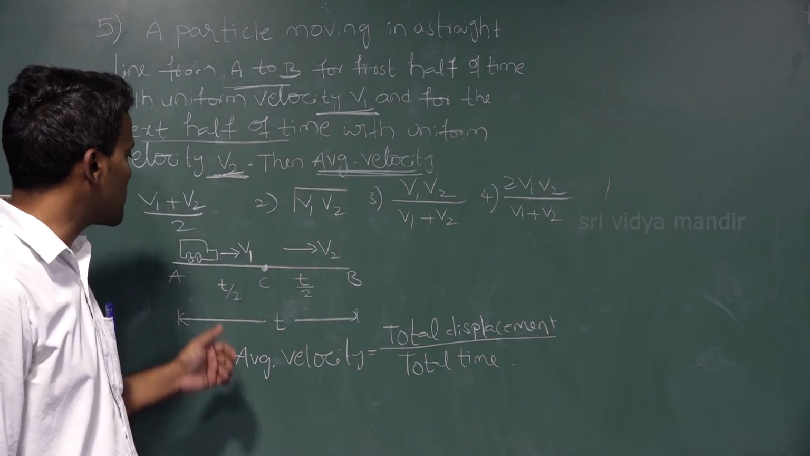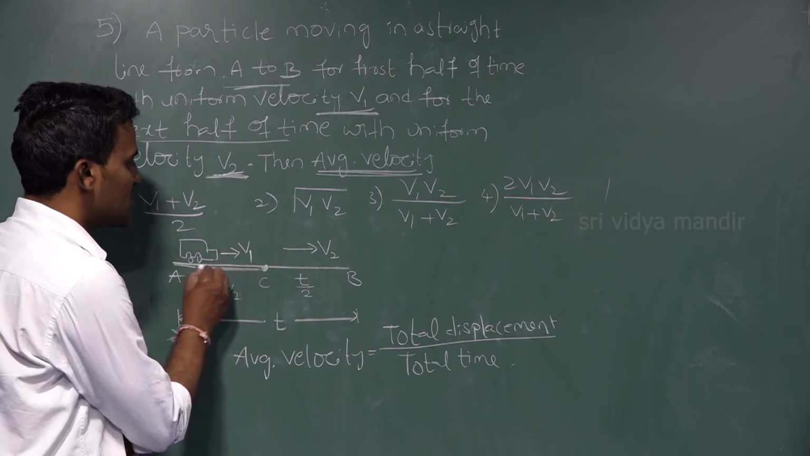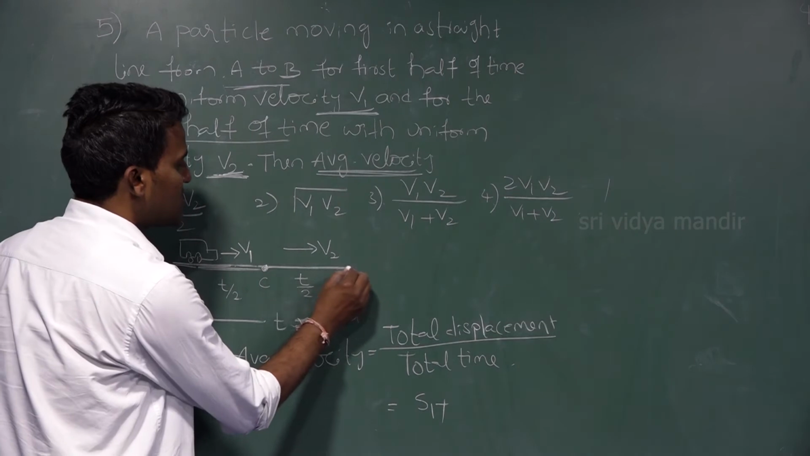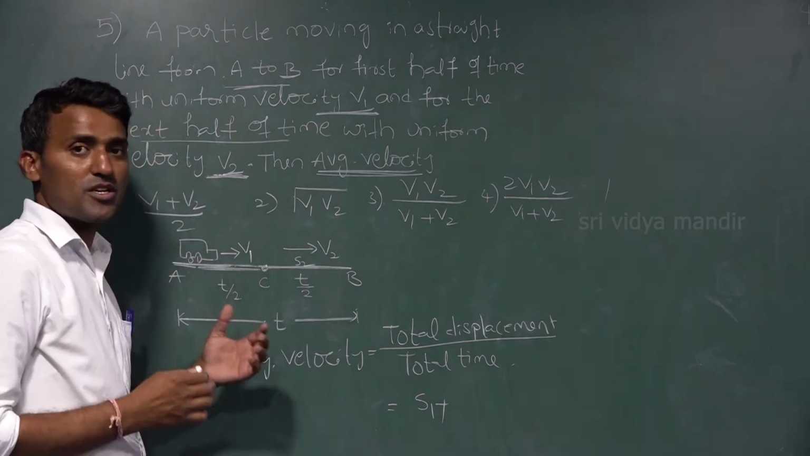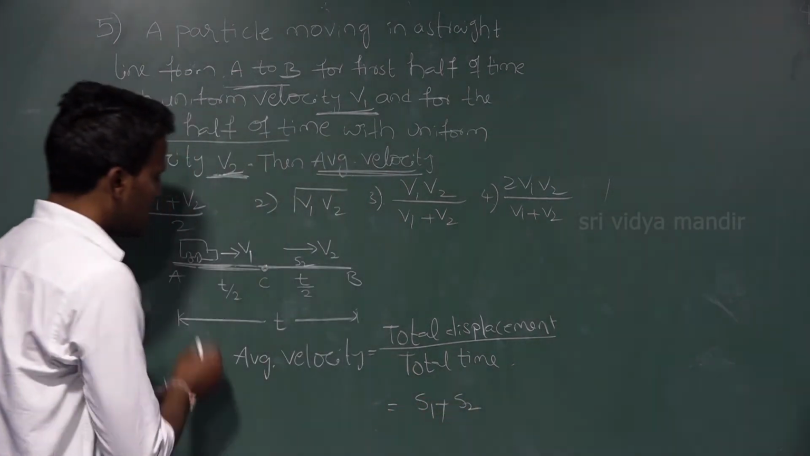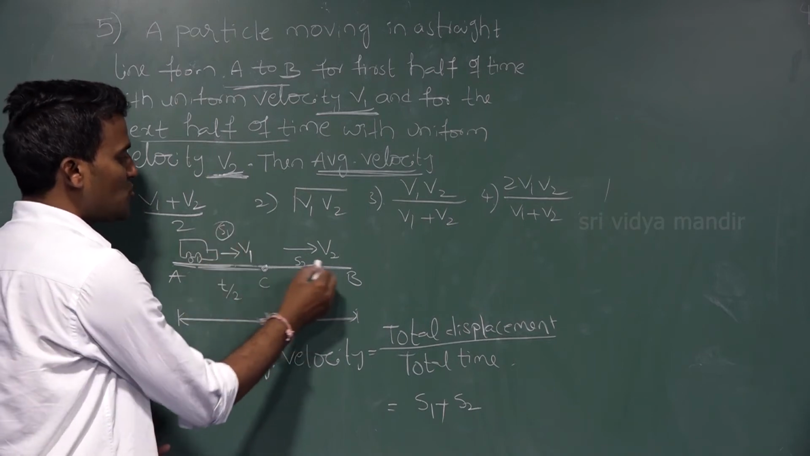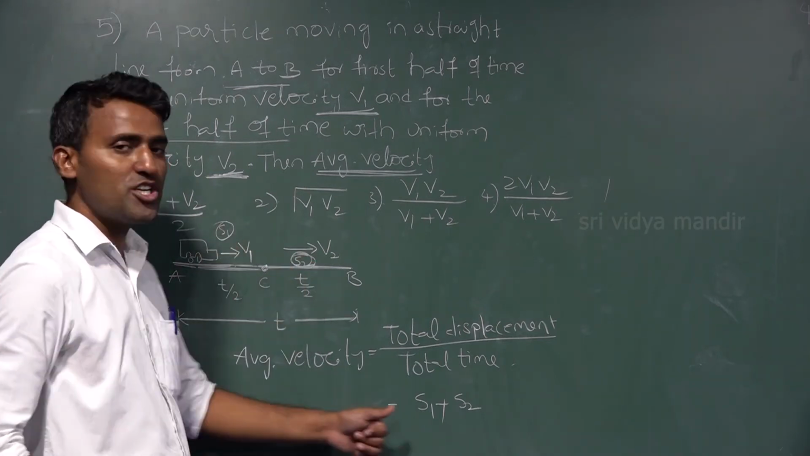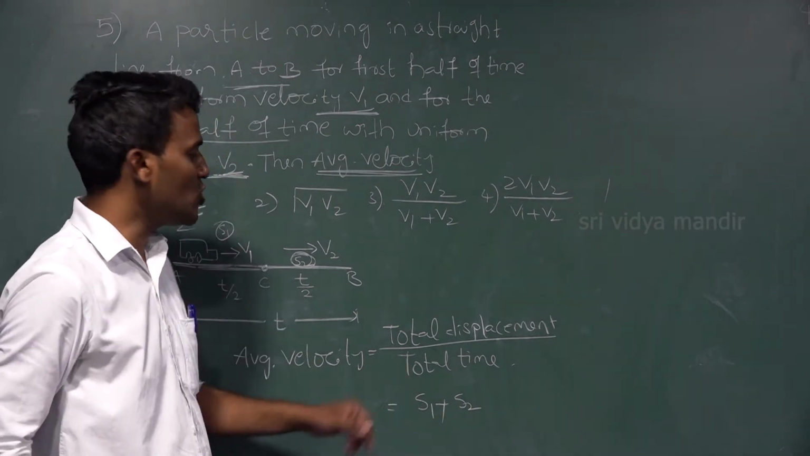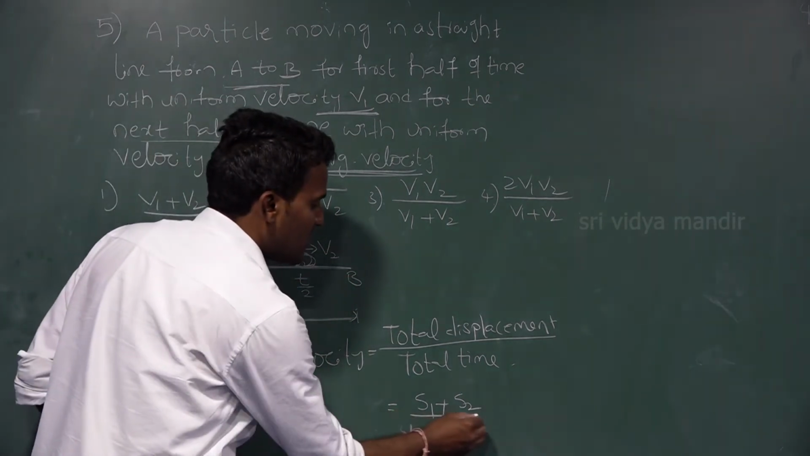What is the total displacement? From here to here, A to C distance, I am taking as S1. Then C to B distance I am writing as S2. So total distance is S1 plus S2. And the total time from A to B is the time interval T.